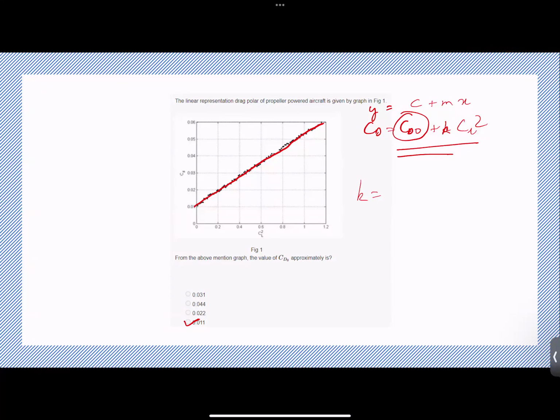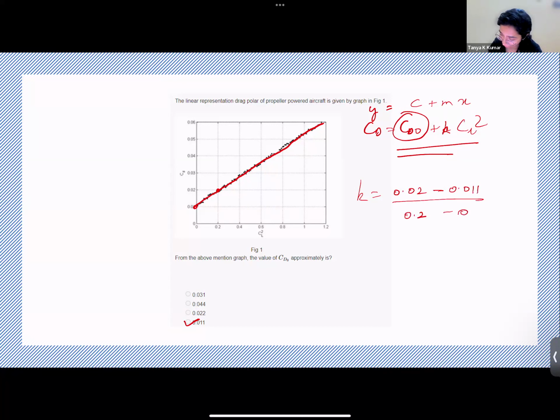0.041. Which 2 points? Okay, I'll just take any 2 points and we'll try solving, and we'll see if it matches. So I'm going to take this point and this point. So that's (0.02 minus 0.011) by (0.2 minus 0). Let's just calculate this quickly. So something around 0.045, something around this, right? So that is the approximate value, correct?